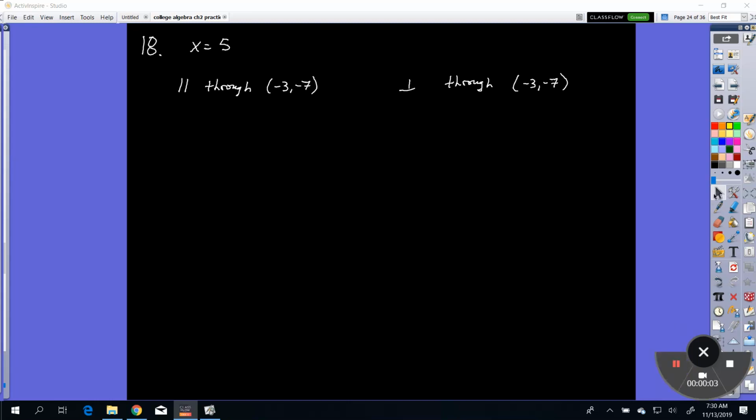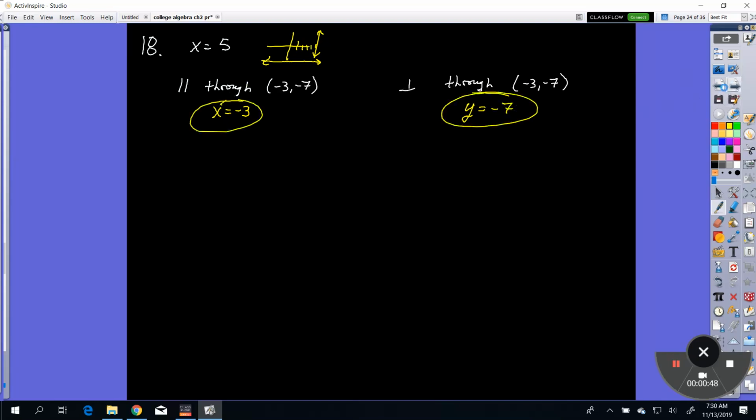Okay, on number 18, it's kind of like the last problem we did on page 4. It says create an equation of a line that's parallel to x equals 5 and one that's perpendicular that goes through the following point. Remember x equals 5 was a vertical line that went up and down. So if it's parallel to this, it's also going to be a vertical line, so x equals -3. If it's perpendicular, remember it's just y equals some number. In this case, we want it to go through the point -3, -7, so the y value has to be -7. And that's it. Those are your answers.